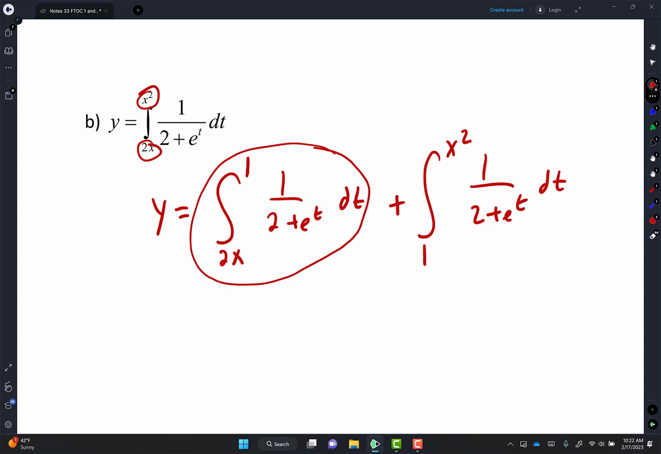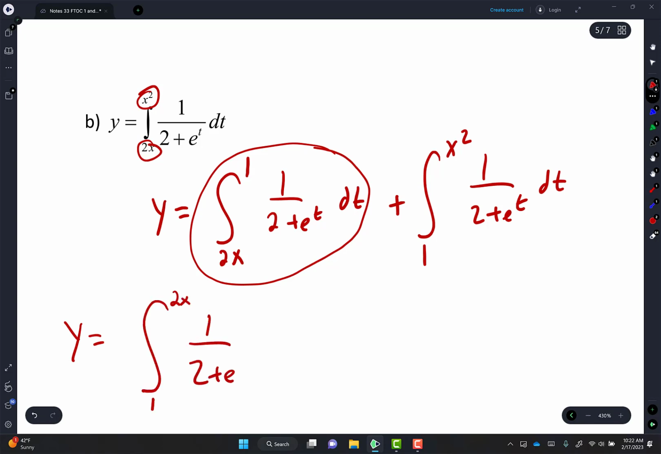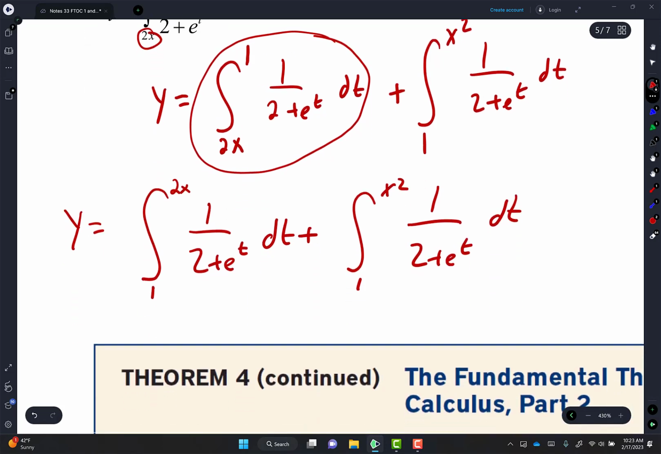A constant. So y equals, flip it, integral 1 to 2x, 1 over 2 plus e to the t dt, plus integral 1 to x squared, 1 over 2 plus e to the t dt. Are we okay so far? All right, now we're ready. Oh, I didn't put a negative. There it is. Negative. Now we're ready.